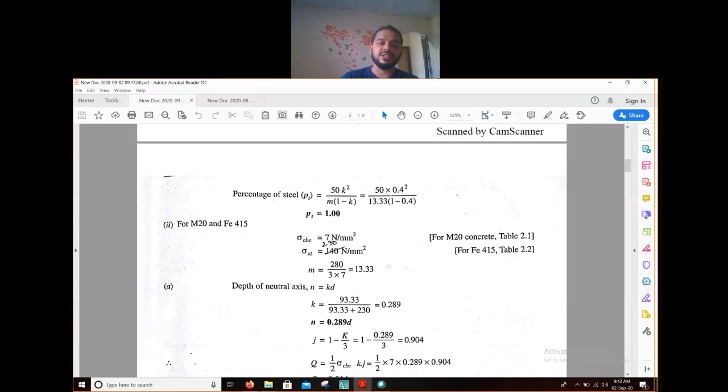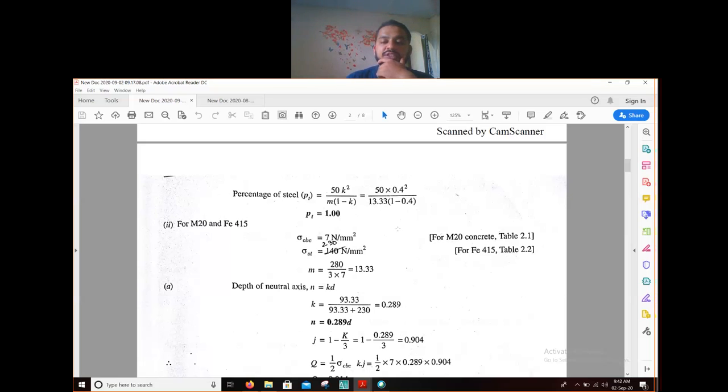So for percentage of steel, you put the values. K value is 0.4, M value is 13.33. So 1 minus K. So PT equal to 1. That means we are using 1% of steel. Percentage of steel means 1% of steel we are using in this case. Okay, so let us see the second case.